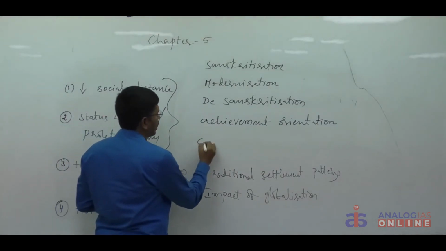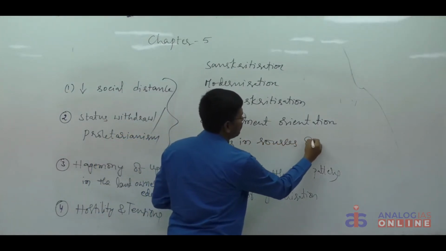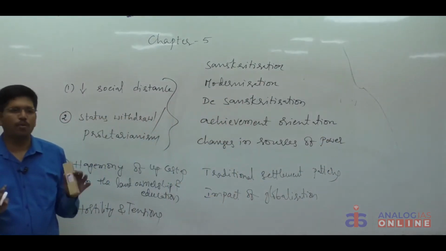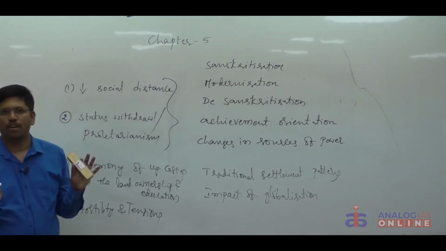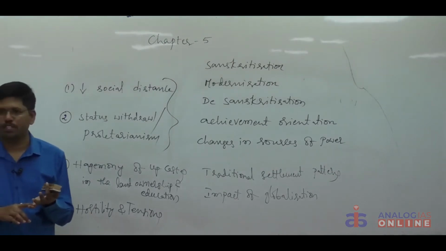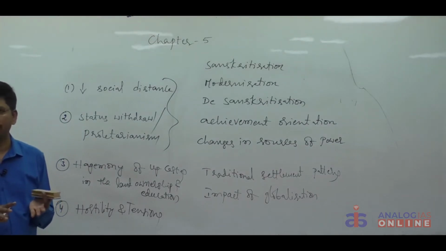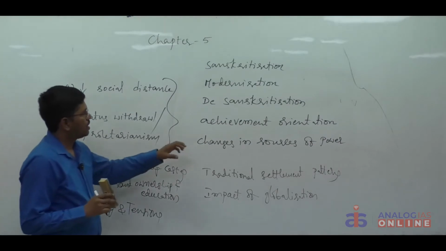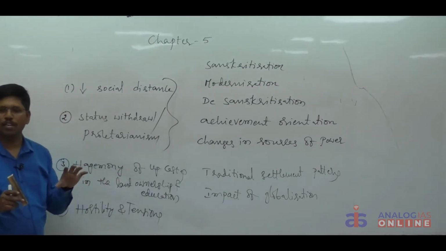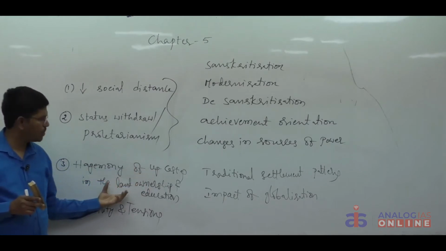Next, changes in the sources of power. Once upon a time, the source of power was the land. If you have more land, you will be more powerful. Nowadays, it is not so. Apart from land ownership, your representation in politics, in government services, and in professional services is going to influence your status. Even today, we can come across the majority of the land under the control of the higher caste, the hegemony of the upper caste with respect to land ownership.